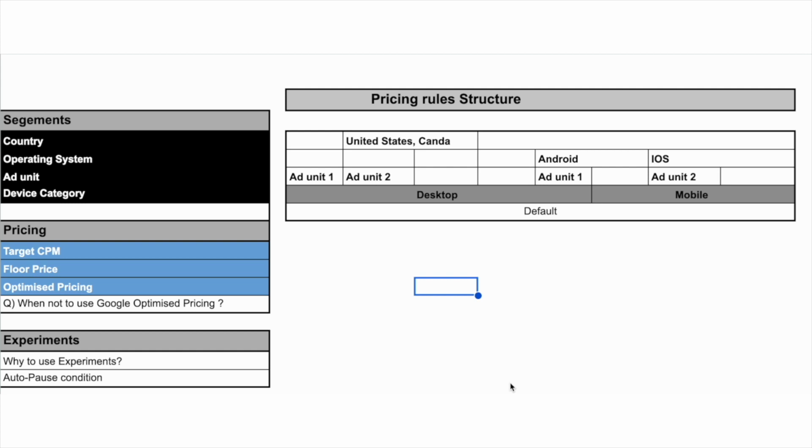In this, I've created a pricing rule structure wherein I have split your inventory across your device category, your ad units, your operating system and your country. So how does that go along? Beneath, we have a pricing rule that is your default pricing rule. This is your base pricing rule, and by configuring this we are setting up the baseline CPMs. Then we are going one level up, and we are specifying a different set of CPMs for desktop and mobile. Beyond that, we are segregating with ad units. In my example, I have 2 ad units, but you might have a lot of ad units, so you can apply a similar structure there.